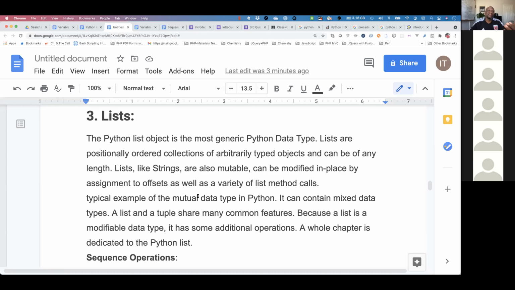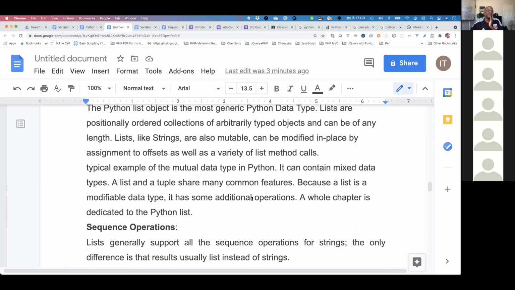So lists, like strings, are mutable. That means they can be modified in place by assigning to offsets as well as a variety of list methods. It's a typical example of a mutable data type in Python. It can contain mixed data types. You can mix oranges, bananas, pineapples all in one basket in a list. But you can't do that if you are dealing with arrays. With arrays, one bag has to be for just pineapples, another bag for just oranges, another bag for just lemons. But lists don't care. It can be mixed.